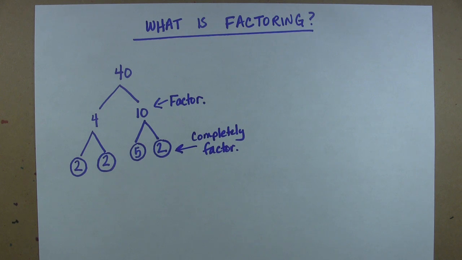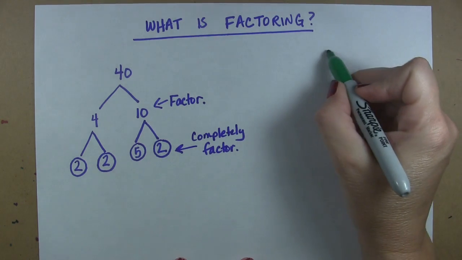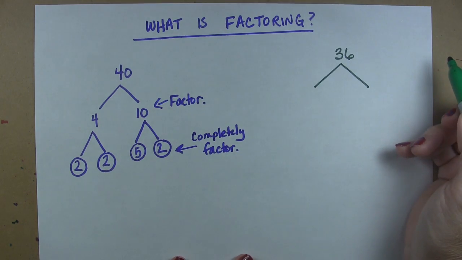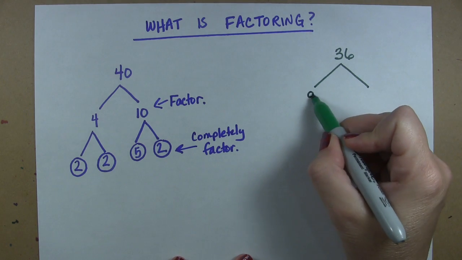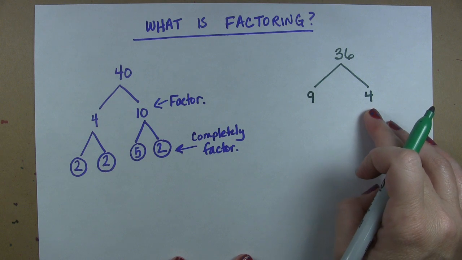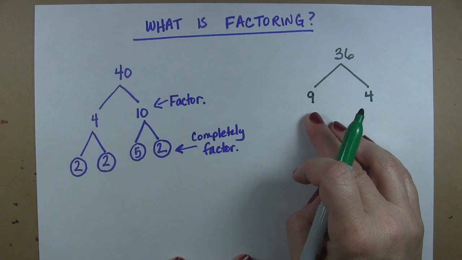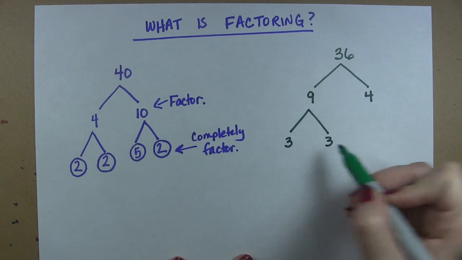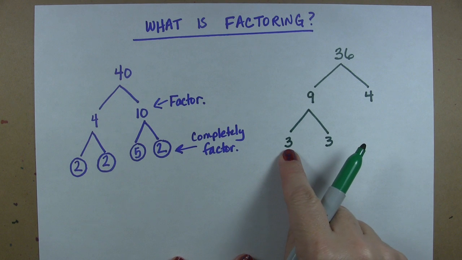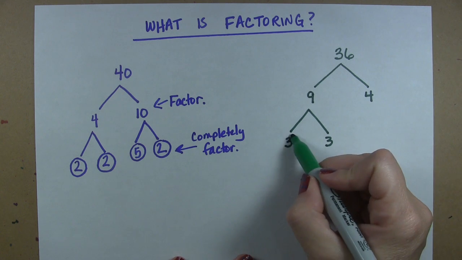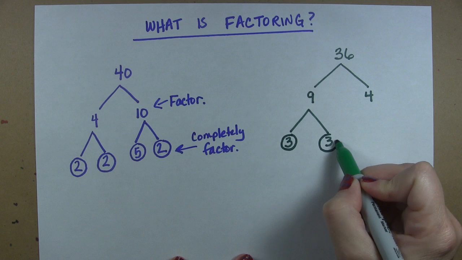Let's do another example. Let's say I have the number 36. Okay, there's a couple of different ways to make 36. I'm going to pick 9 times 4. 9 times 4 is 36. Can I break 9 down any more? Why, yes, I can, because that breaks down into 3 times 3. Can I break 3 down any more? No. The only two numbers that I can multiply together to make 3 is 3 and 1. So I'm done. So I'm going to circle those.